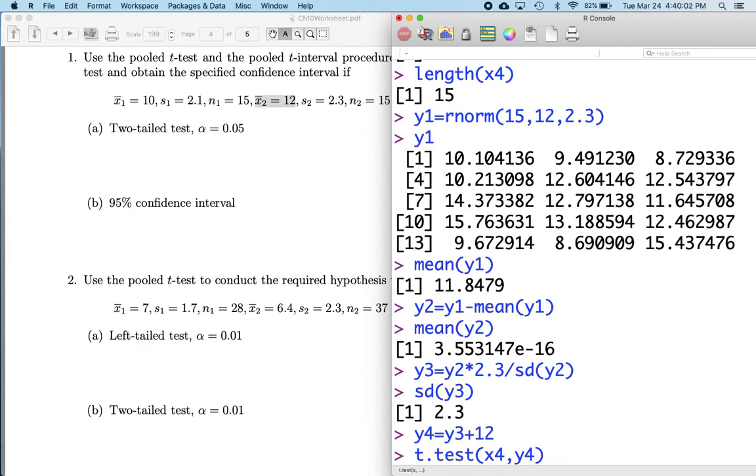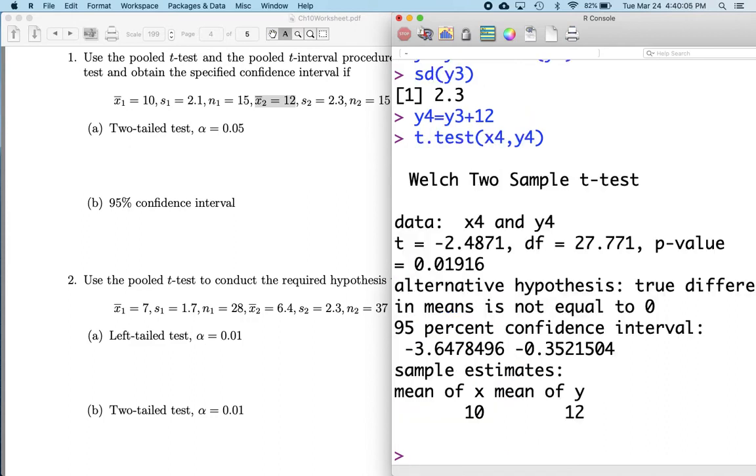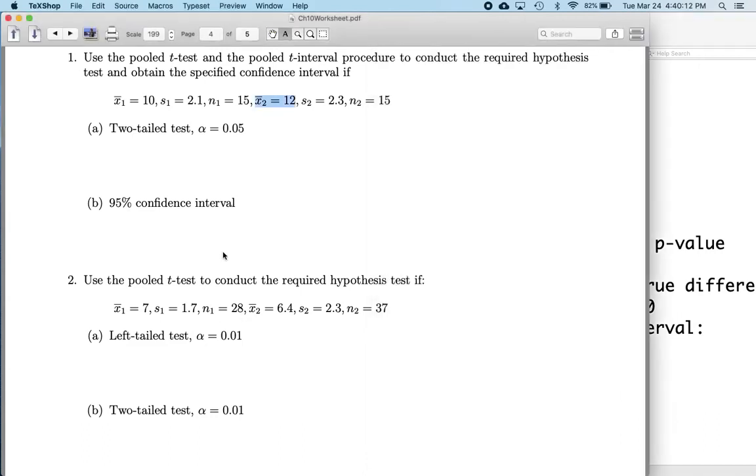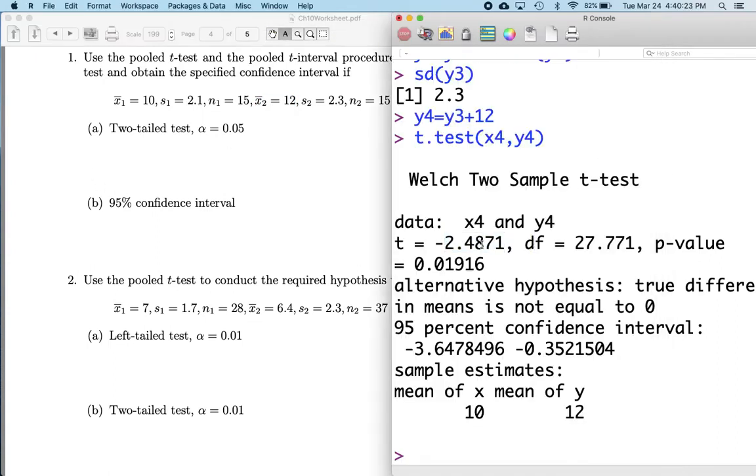Now we can run the two-tailed t-test for those data sets, and we end up with all the values that we wanted before. Going back to the examples from a few videos back, these are all the values that we found. T was negative 2.4871. We had a p-value of 0.01916. We had a 95% confidence interval. This told us the sample means of our two samples. So this is a way to reverse engineer all the stuff that we wanted.